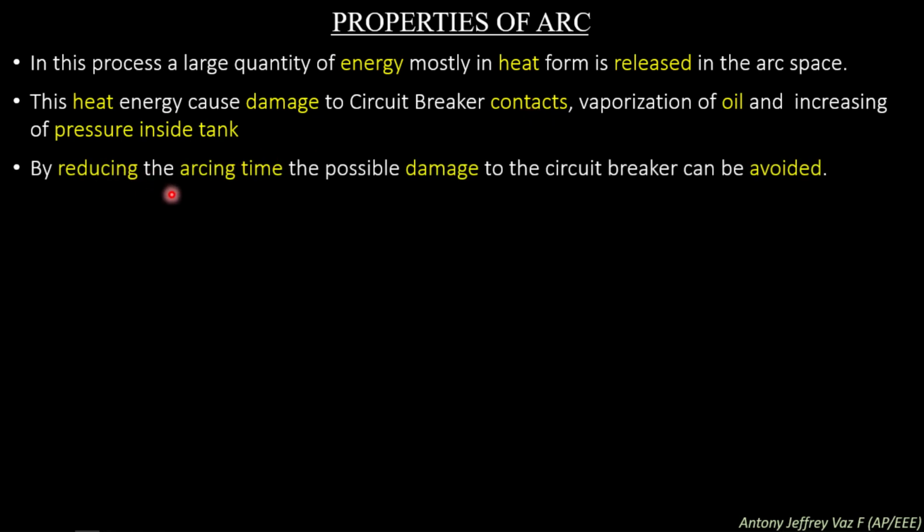So, by reducing the arcing time, the possible damage to the circuit breaker can be avoided. If we control the arcing time, then the damage due to heat can be controlled. So, we are going to reduce the arcing time to decrease the damage caused by the heat in the contacts of the circuit breaker and also in the medium through vaporization of oil and increase of pressure inside the tank.